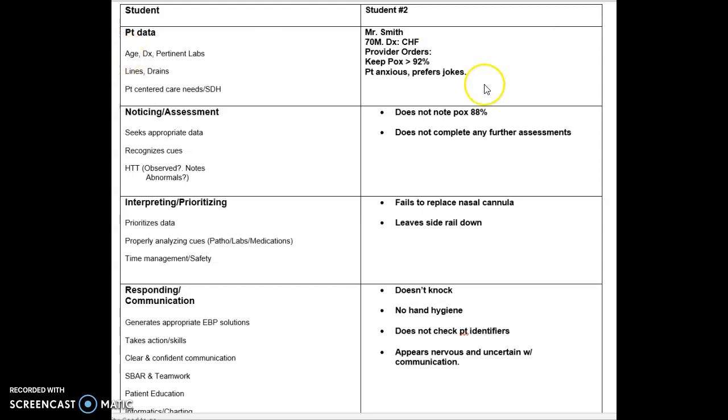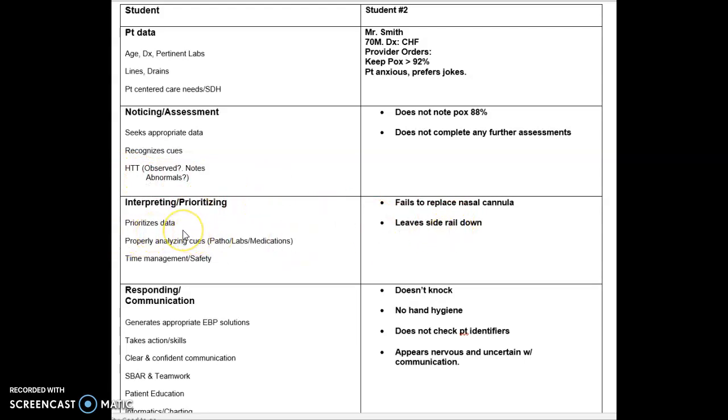Again, our patient data shows that this was Mr. Smith, 70-year-old male with CHF. Same patient. However, in the second case, the student does not note that the pulse oximeter is down to 88%. They did not complete any further assessments, thus not recognizing any cues and not doing any head-to-toe assessments.